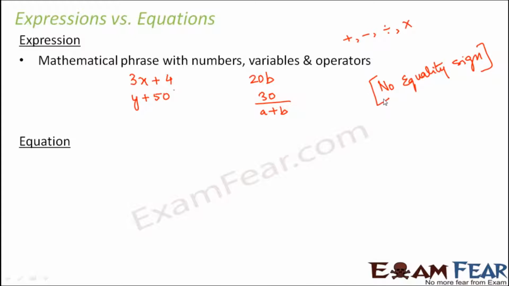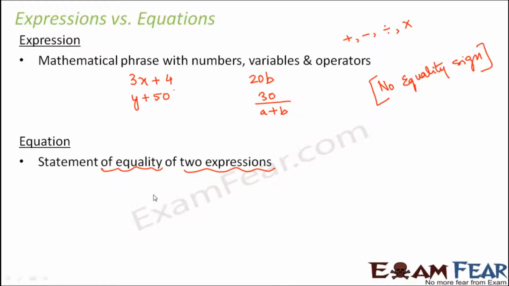But when we talk about an equation, an equation definitely has an equality sign because it is a statement of equality between two expressions. So something of this sort, 3x plus 4, the same expression, when it gets equated to something else, then it is called an equation.